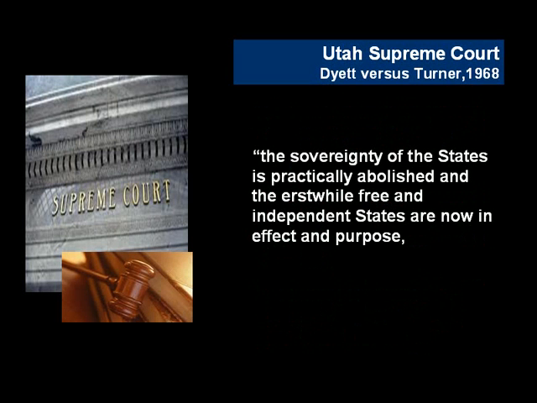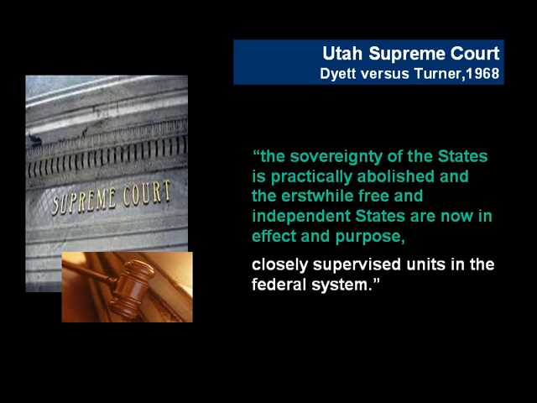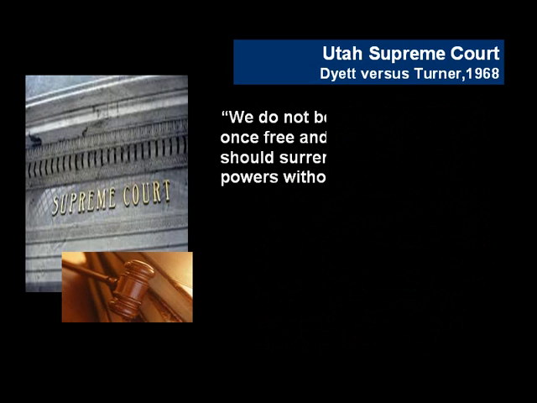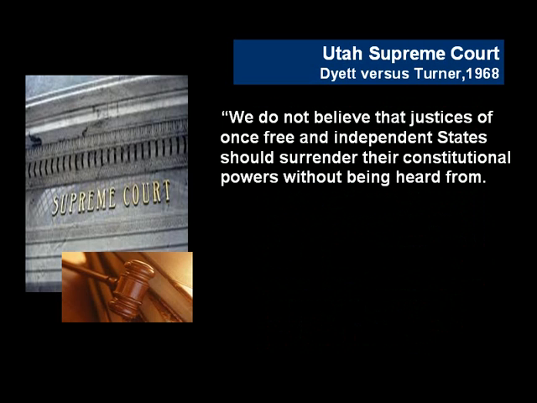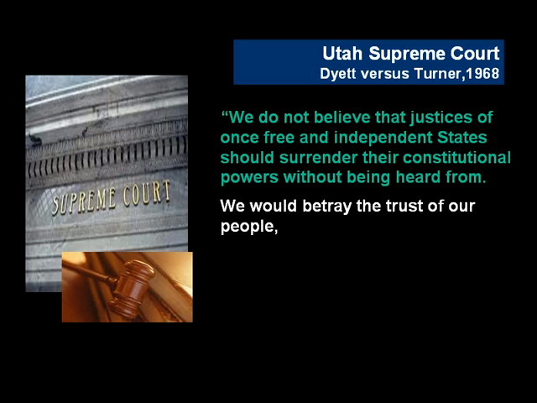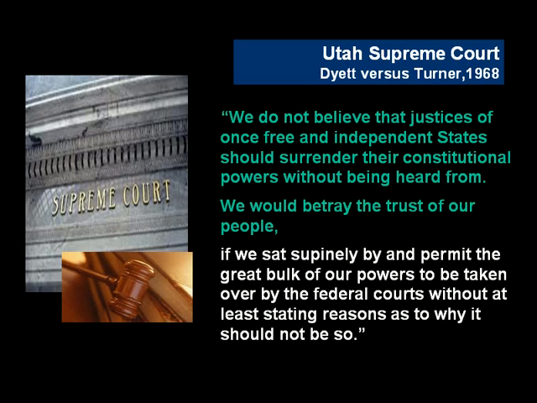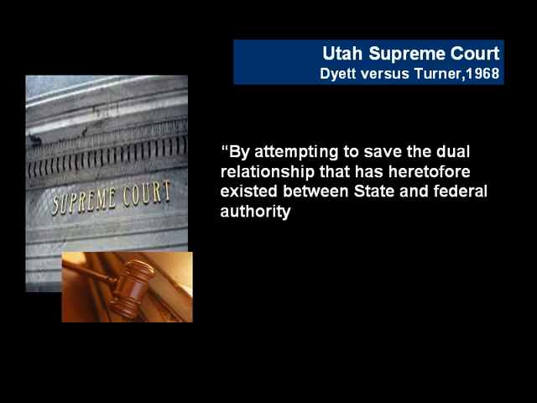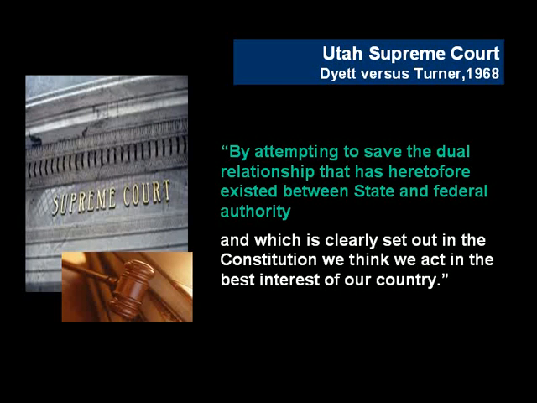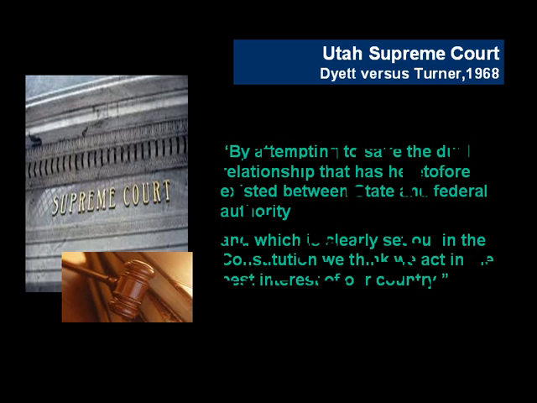The sovereignty of the states is practically abolished, and the erstwhile free and independent states are now in effect and purpose closely supervised units in the federal system. We do not believe that justices of once free and independent states should surrender their constitutional powers without being heard from. We would betray the trust of our people if we sat supinely by and permit the great bulk of our powers to be taken over by the federal courts without at least stating reasons as to why it should not be so. By attempting to save the dual relationship that has heretofore existed between state and federal authority, and which is clearly set out in the Constitution, we think we act in the best interest of our country.